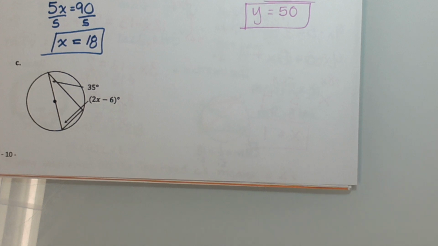Okay. Problem C. Is that an inscribed triangle? Trey, is it a right triangle? How do you know? The diameter is one of the sides.